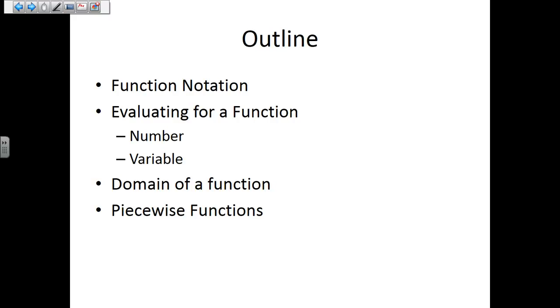So let's take a look at our outline. We're going to talk about function notation, that f of x stuff. We're going to talk about how we evaluate for a function when we're given a number to plug in and when we're given a variable to plug in. We're also going to talk about how to find the domain of a function, and we're going to end by looking at what a piecewise function is and how to use it.